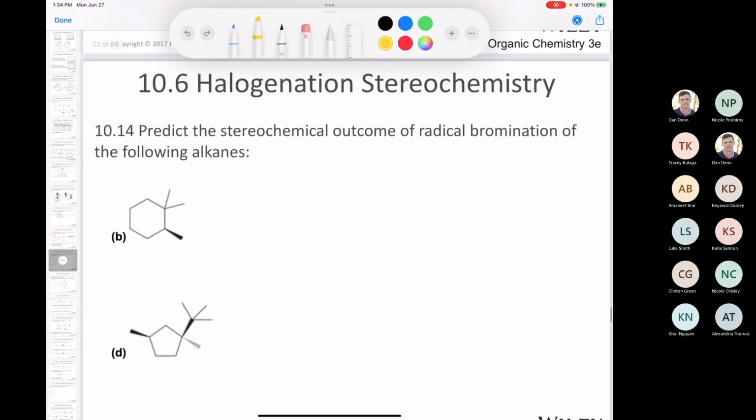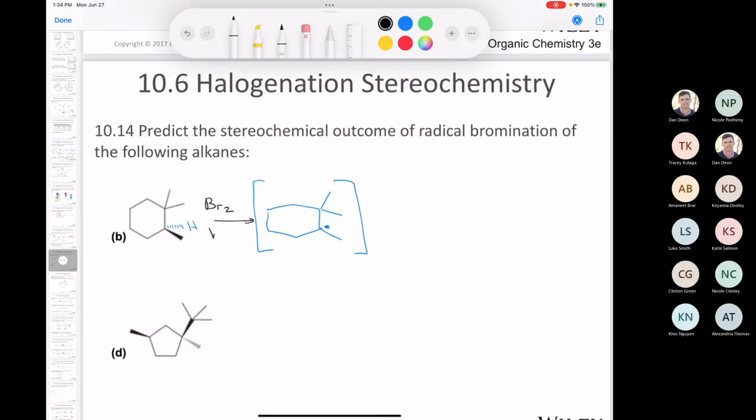Hey, let's try one here. It says predict the chemical outcome of the radical bromination of the following alkane. So let's say we take this compound here. We have a chiral center, and that's where our tertiary carbon-hydrogen bond just happens to be. So if that becomes abstracted, we end up destroying that chirality center, don't we? It's not a chiral center anymore. And so now the bromine can come in and attack from either face.